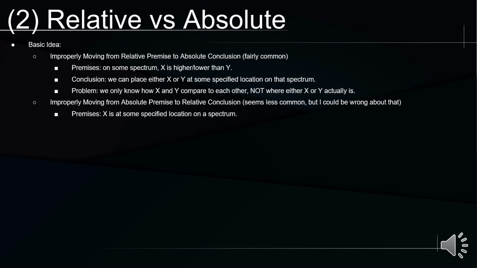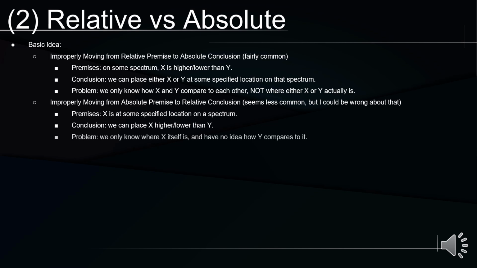The premise is very similar, but obviously it's opposite. X is at some specified location on a spectrum, and from that they conclude that we can place X higher or lower than thing Y. Of course, when I set it up like this, the problem should be obvious, right? The problem is we only know where X itself is, and we have no data about Y. We don't know how Y compares to it.